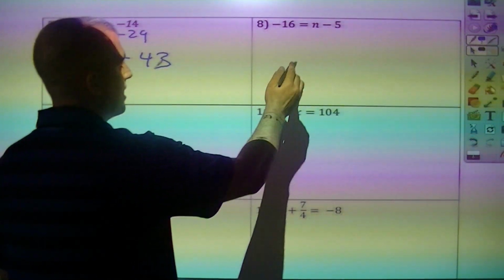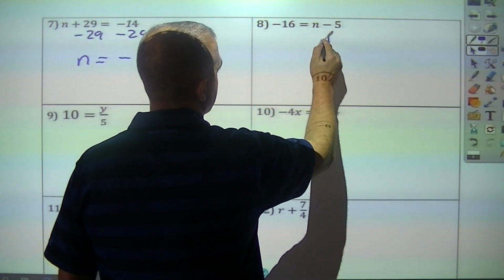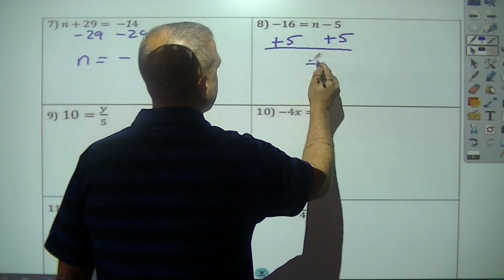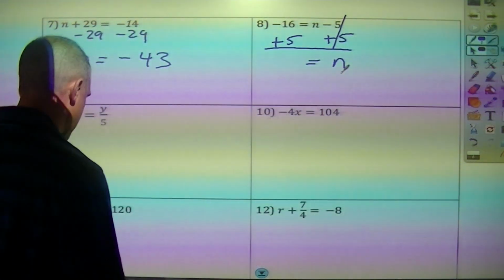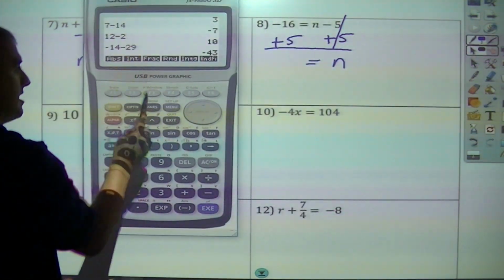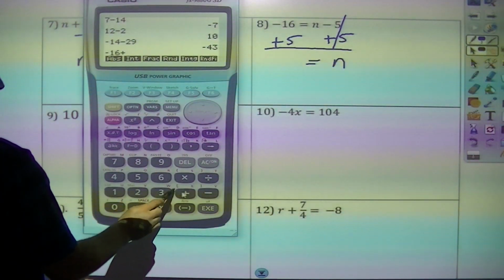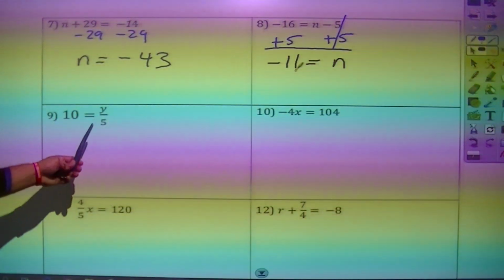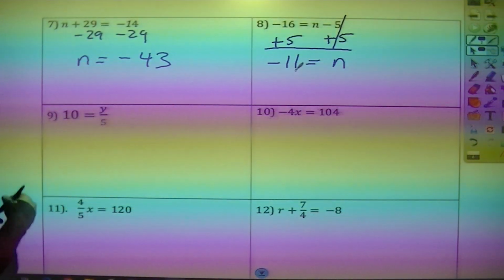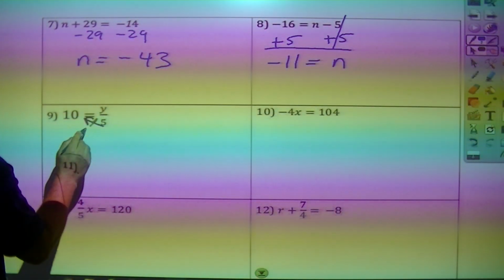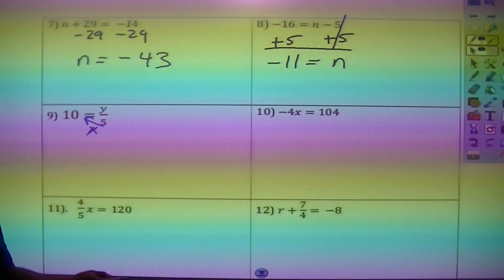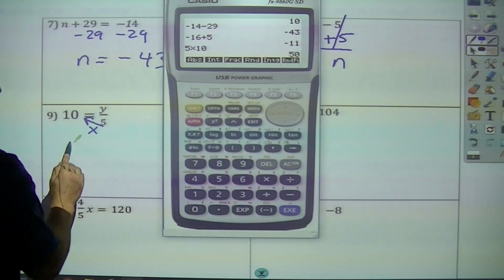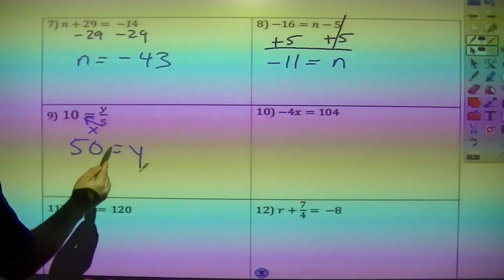This one I would want to get n by itself, so that operation is subtraction, so I want to make sure that I do the opposite to both sides. So that's just going to be n. I'm going to type in the signs that I see. Negative 16 plus 5 is negative 11. Anytime you have a variable over a number, we're going to cross multiply that. So that's going to be 5 times 10, which is 50. And it's just going to have y over here, so I'm good.